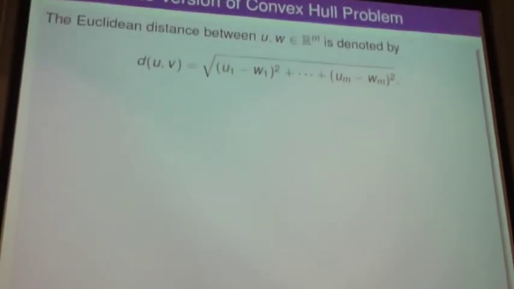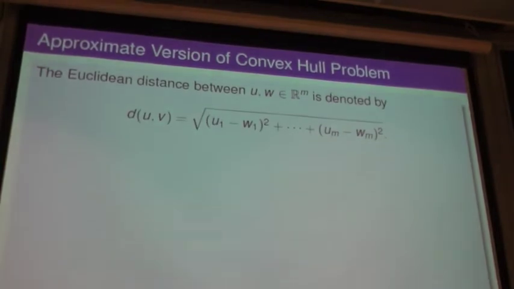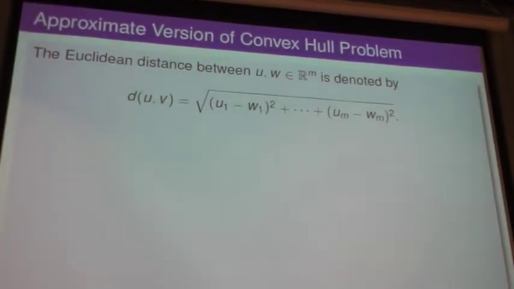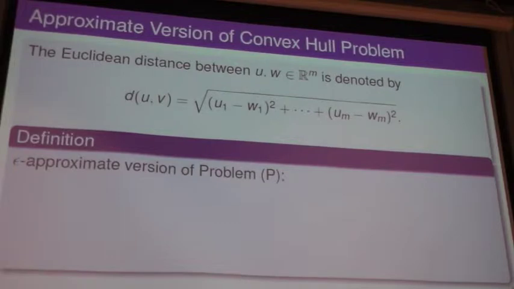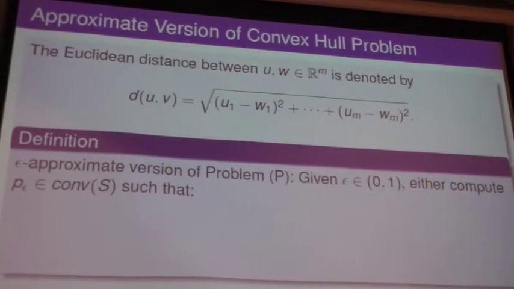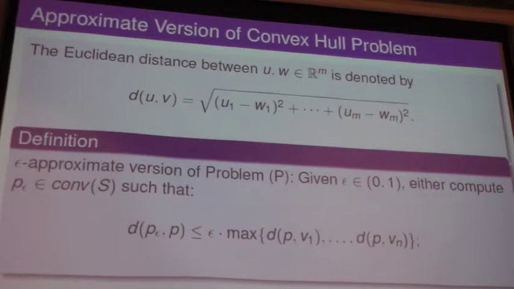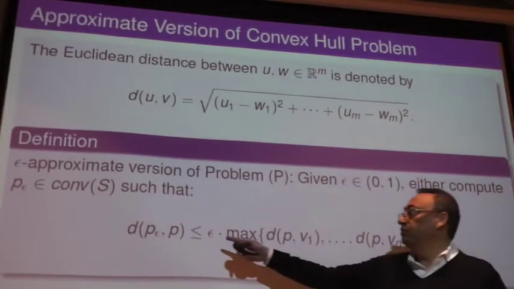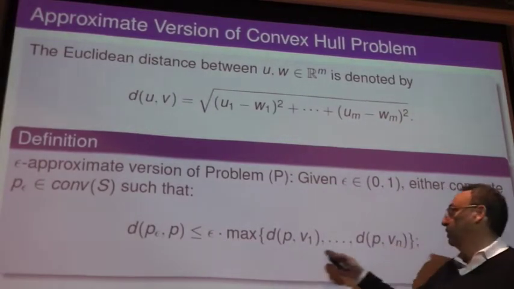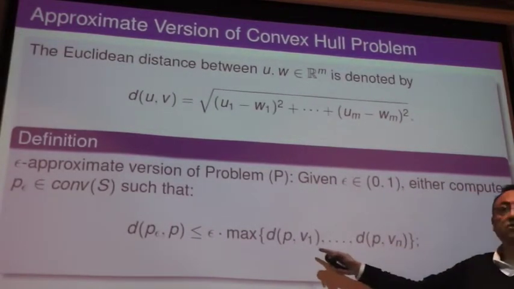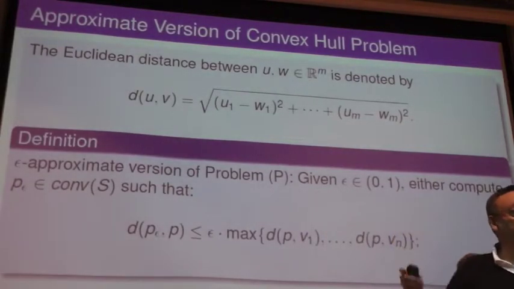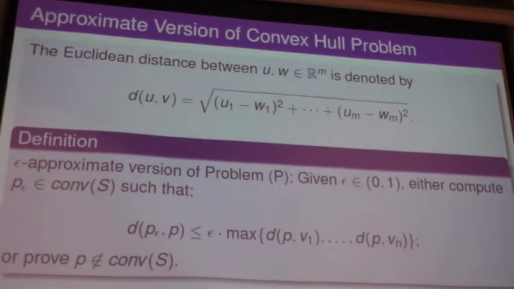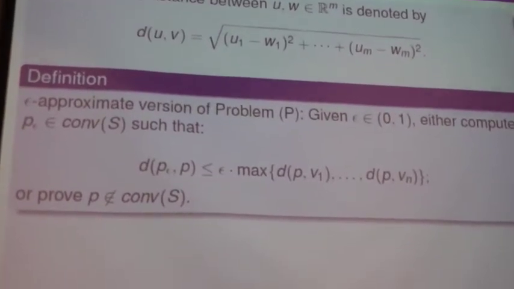You can define an approximate version of this convex hull problem. First of all, let the norm stand for the Euclidean distance. An epsilon-approximate version of this problem P, the convex hull problem, is that given epsilon, either compute a point p sub epsilon in the convex hull such that the gap between p epsilon and p is bounded by epsilon times the maximum of the distances of p to the other points, the v_i's, or prove that p is not in the convex hull.